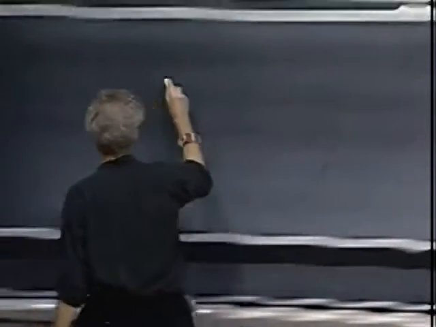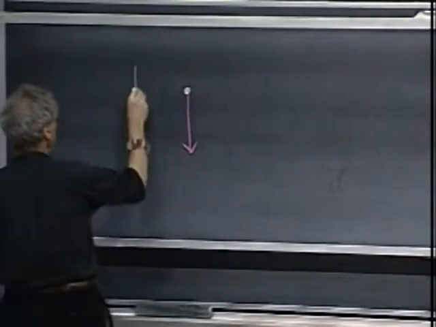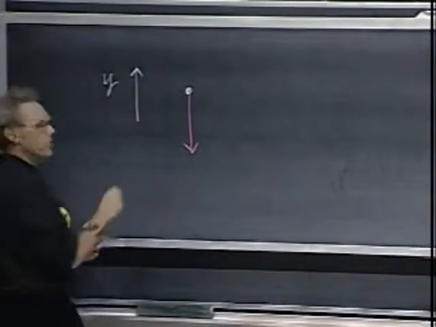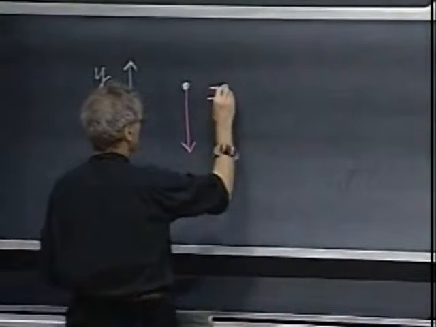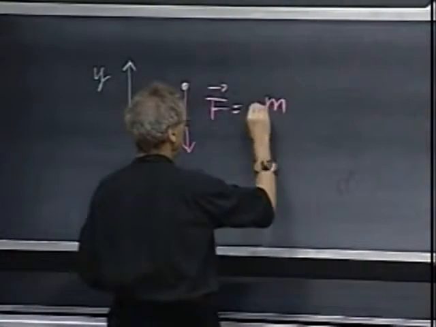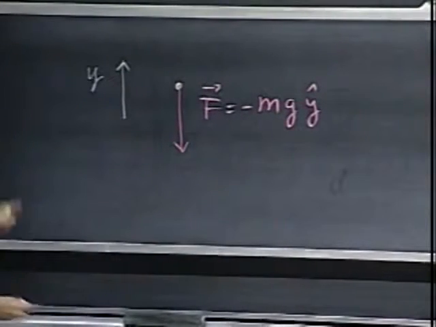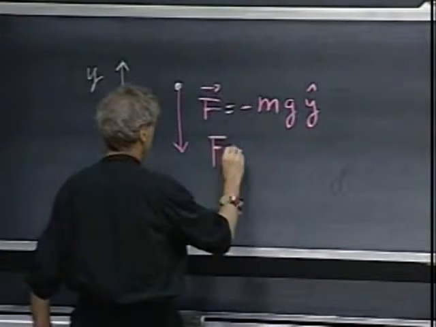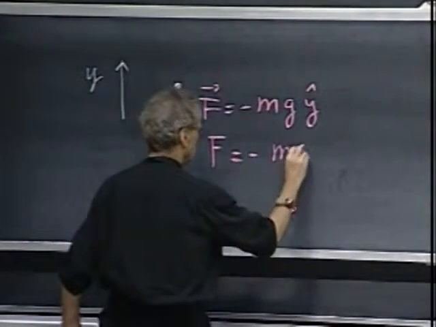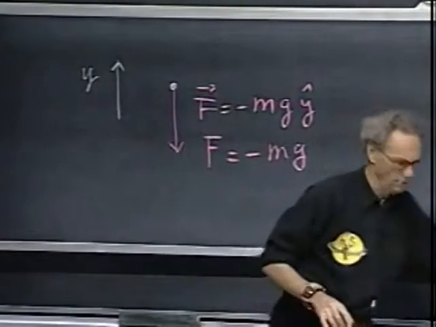If I have an object, mass m, in a gravitational field, the gravitational force is in this direction. If this is my increasing value of y, then this force, vectorially written, equals minus mg y-hat. Since this is a one-dimensional problem, we will often simply write F equals minus mg. This minus sign is important because that's the increasing value of y.